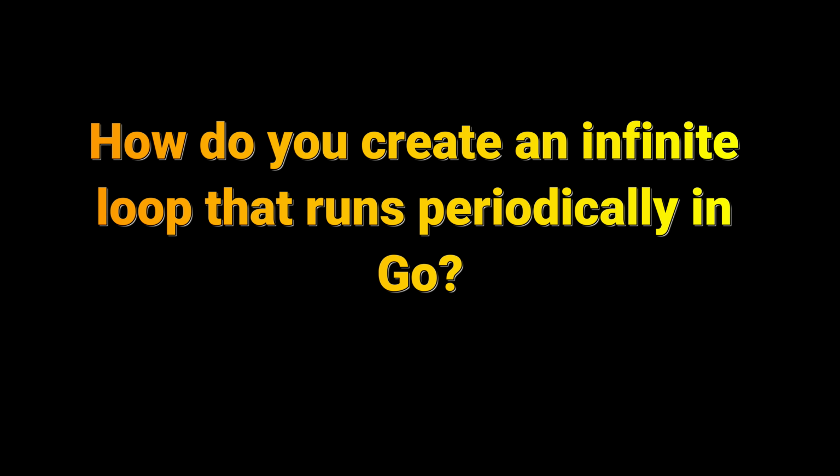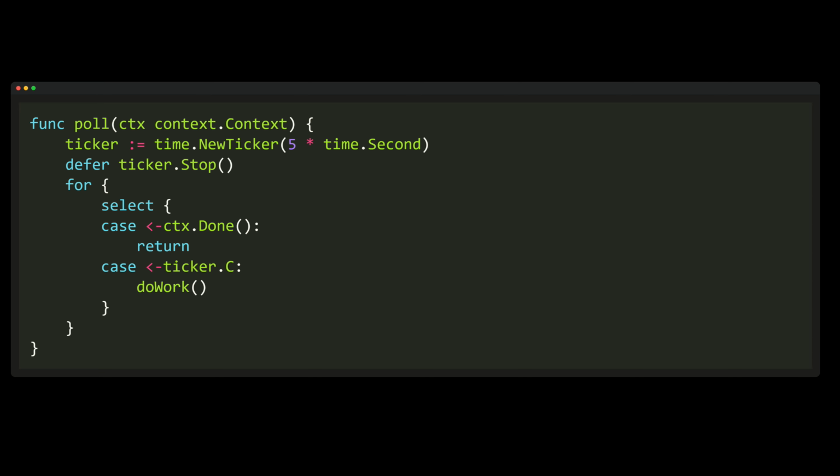Question: how do you create an infinite loop that runs periodically in Go? You can use a ticker with a select statement inside an infinite loop. First, create a ticker with time.NewTicker and the interval you want, like 5 seconds. Defer stopping the ticker to clean up. Then, in an infinite for loop, use select to wait either for the ticker's channel or for a context cancellation. When the ticker sends a value, you do your work. When the context is done, you return and stop the loop. This pattern runs your work every 5 seconds until the context is canceled.